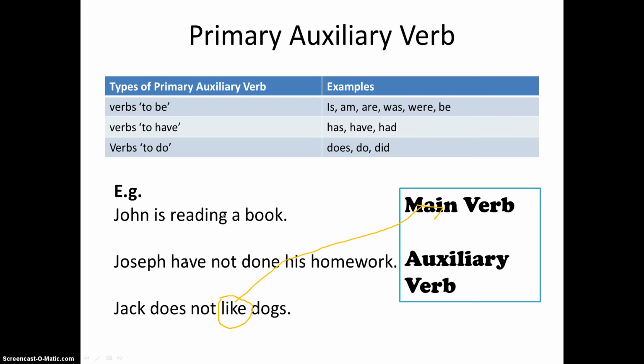And the auxiliary verb, as usual, comes before the main verb, and it gives a negation to the sentence as well. He doesn't like dogs.